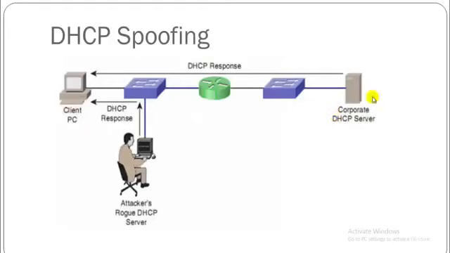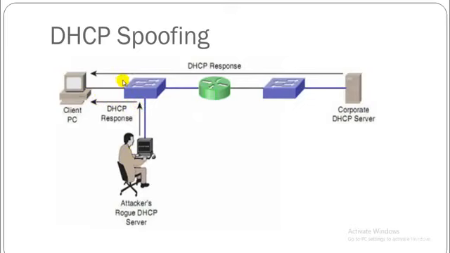So what happens exactly is that when the client PC sends a DHCP request, it goes over here, and since the attacker's DHCP server is nearer than the corporate server, the attacker quickly gives a response back before the request reaches the corporate server. As soon as the first response reaches the client, even if the real server's response comes back later, the client will discard it because it has already received a DHCP response.